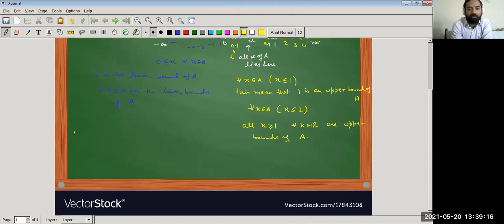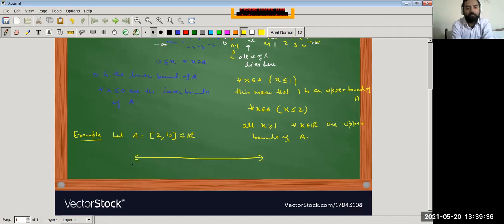So let us take another example. Let A be equal to the closed interval 2 to 10, which is a subset of the real numbers R. So this is our real number line R. This is set A. In this case, all the x lie here within, and it includes 2 and 10 also.